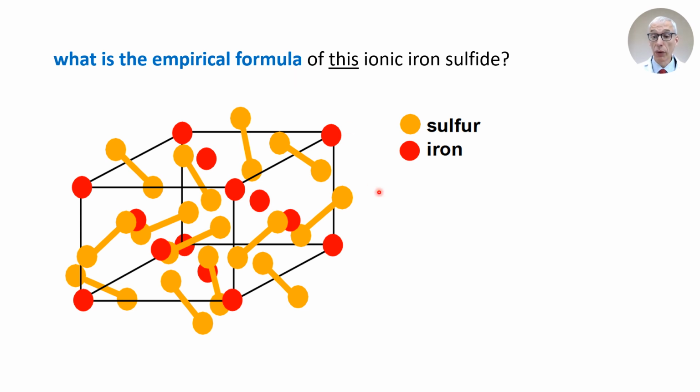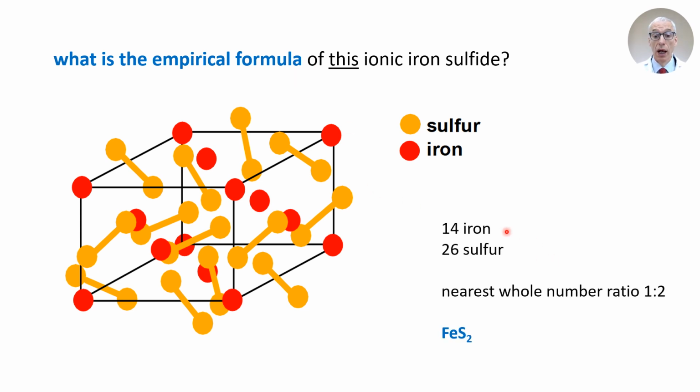Okay, so my count is 14 of iron and 26 of sulfur. Well, the nearest whole number ratio is 1 to 2. Again, bearing in mind that we have only a portion of the structure. So iron once, sulfur twice, FeS2.